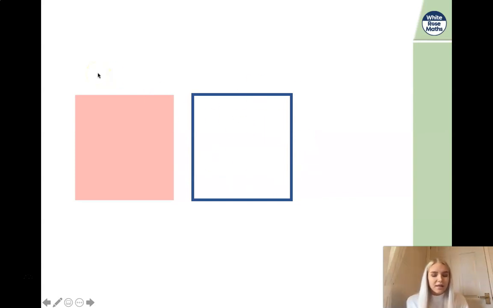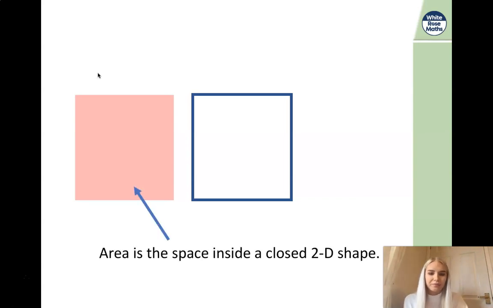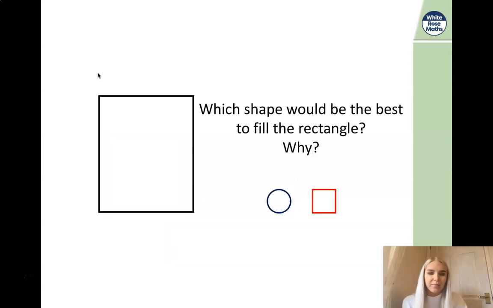But can we find the area of 3D shapes? No, we are not finding the area of 3D shapes. We are just looking at 2D shapes. Can we find the area of shapes that are open? No, we cannot. We can only find the area of shapes that are closed, that all their sides meet up, don't they? Fantastic work. Good remembering. So remember, area is the space inside a closed 2D shape.